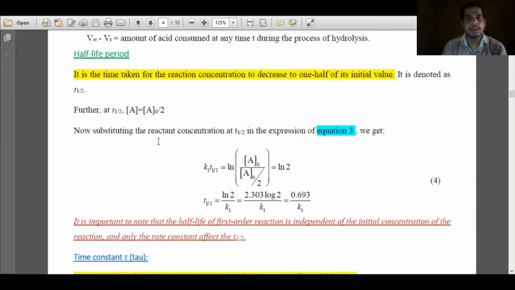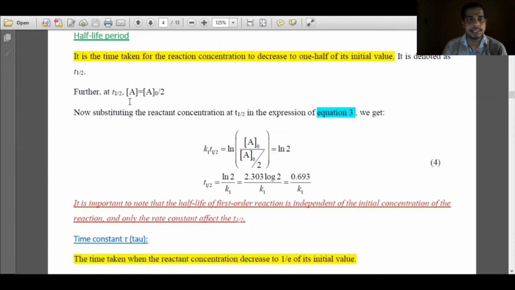two. So if I substitute this expression in equation 3, what was equation 3? Equation 3 was the rate expression for a first order reaction. So instead of time, I will substitute t half, and K1 is the first order rate constant, ln A0 over A. What is A for the half-life period? A is A0 over 2. So if I rearrange, I will get ln 2, and ln 2 value is 0.693. So I'll get my half-life time as 0.693 over K1.